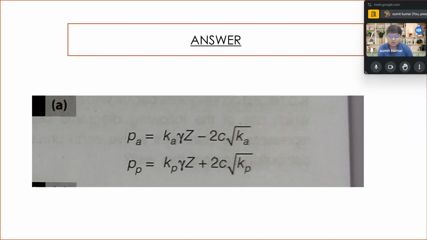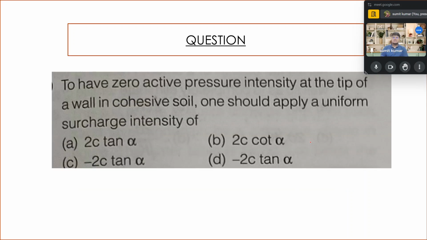I think there will be no doubt regarding the same. Okay. Now, as you see over here, the same thing is written. So that's not an issue with anyone. Now we will move to the next problem. The next problem says that to have a zero active pressure intensity at the top of a wall in a cohesive soil, one should apply the uniform surcharge intensity of. Basically, at the top of the wall, if we need zero intensity of pressure, one should apply the uniform surcharge.